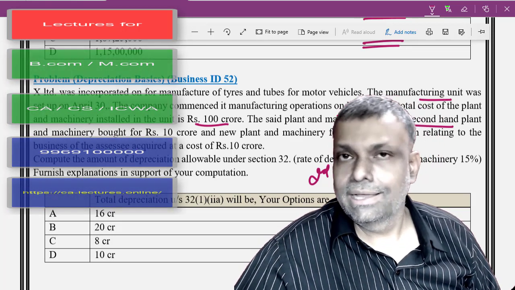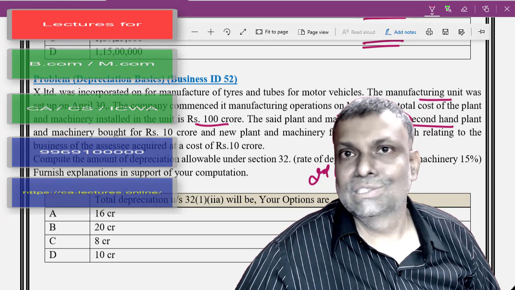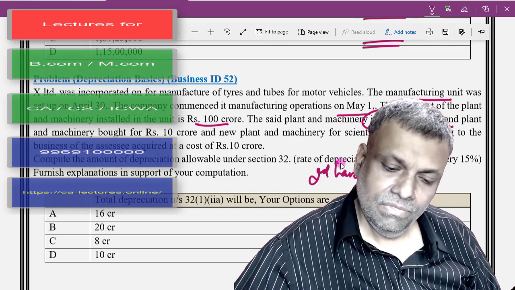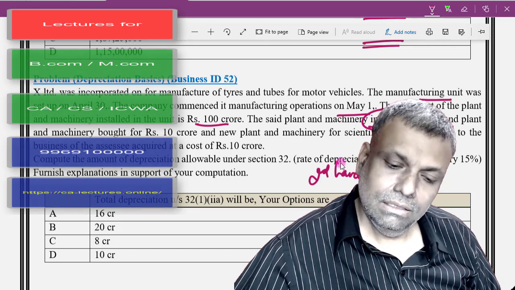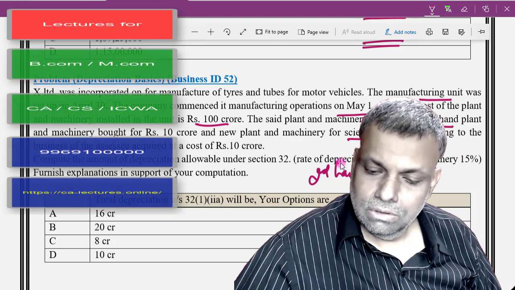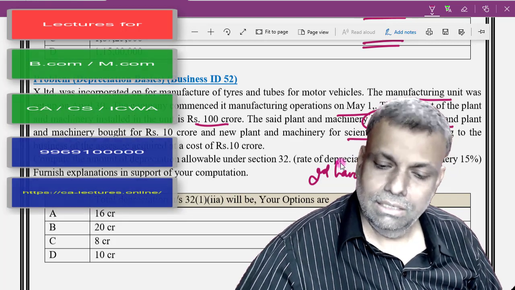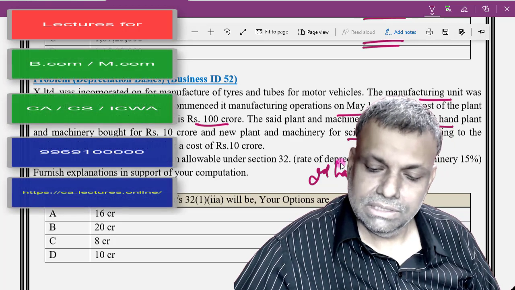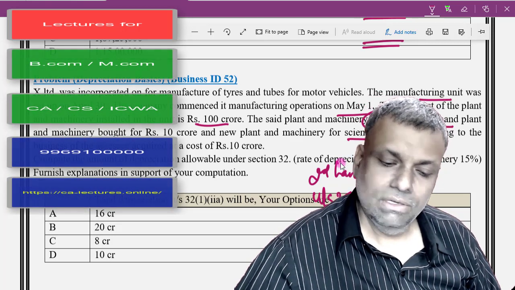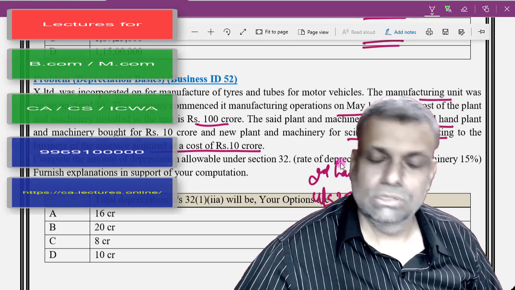Now, second hand plant and machinery, remember that it is not eligible for additional depreciation. I have already explained that. And new plant and machinery for scientific research is also included. So your breakup is 80, plus 10 second hand, plus 10 under section 35, that is scientific research relating to the business, cost of 10 crores.